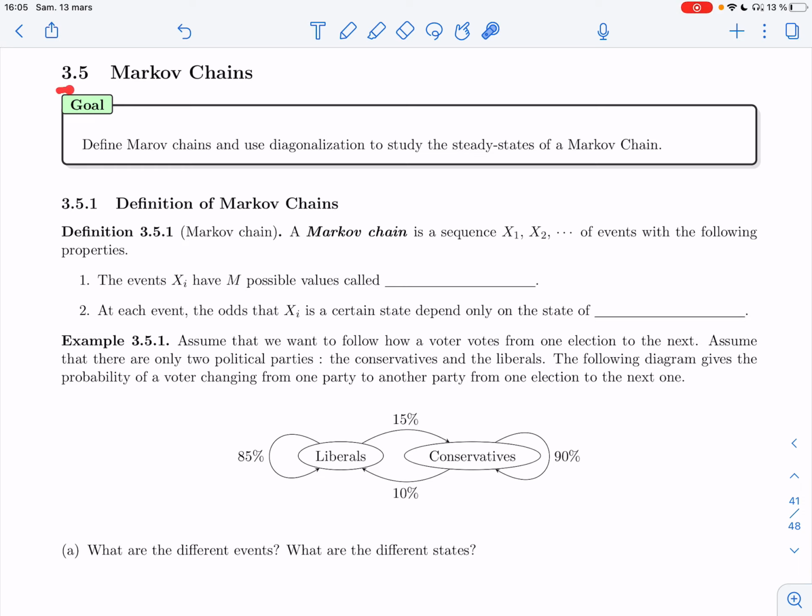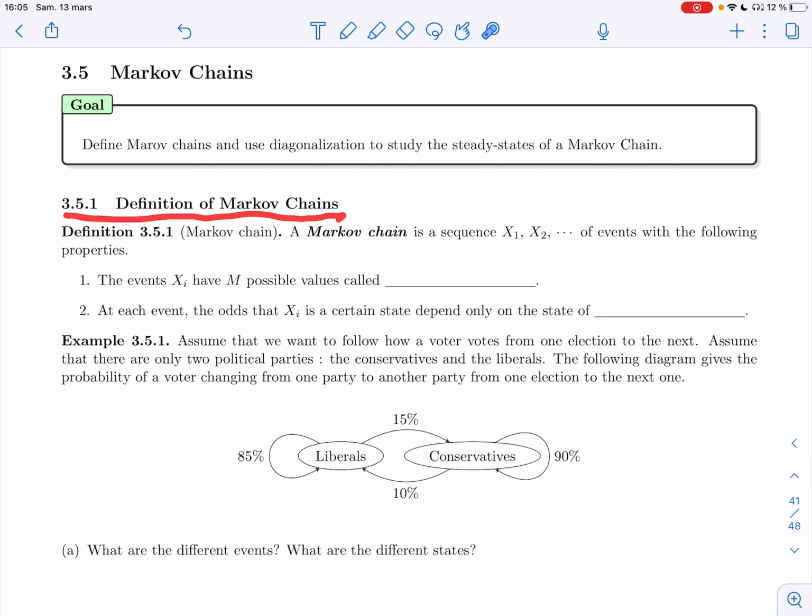Welcome to section 3.5. We'll be talking about Markov chains. So our goal is to define Markov chains and to use diagonalization to study the steady states of a Markov chain. All right, so we'll start with a definition.